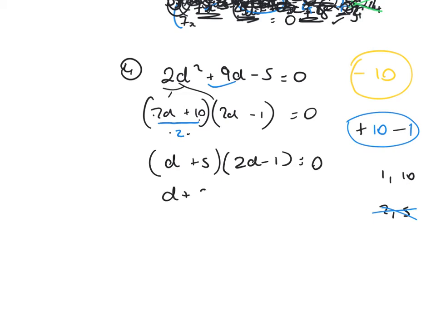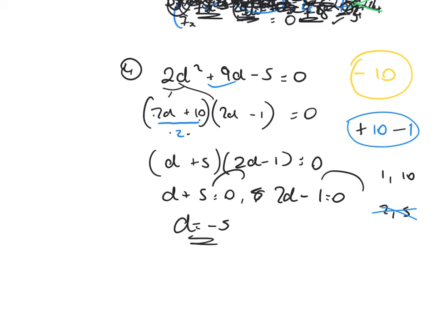Okay, so d plus 5 equals 0, or 2d minus 1 equals 0. Okay, bring that over, change its sign, d equals minus 5, bring that over, change its sign, 2d equals 1. Bring the 2 down and divide, d equals 1 over 2. Final answer, d equals minus 5, d equals 1 over 2.